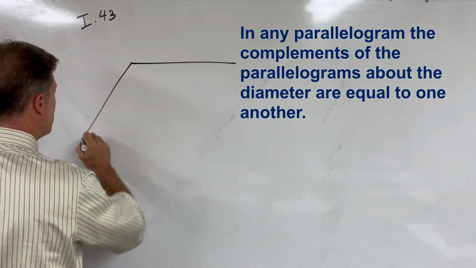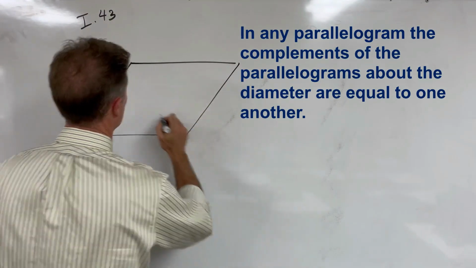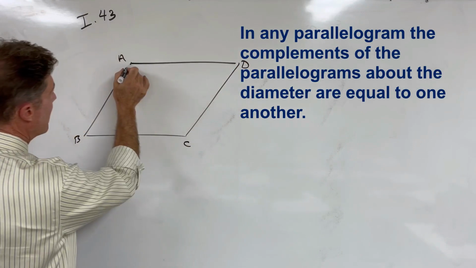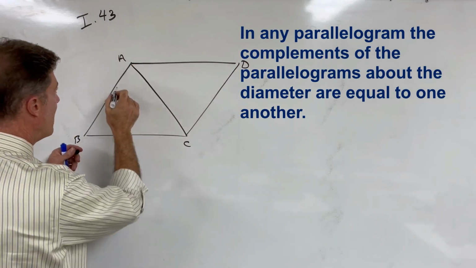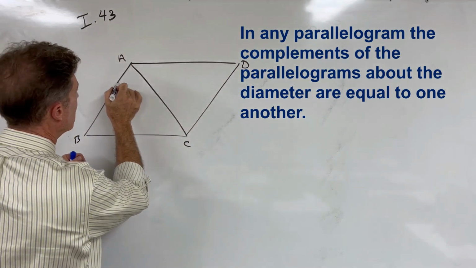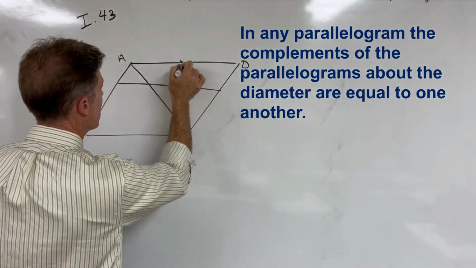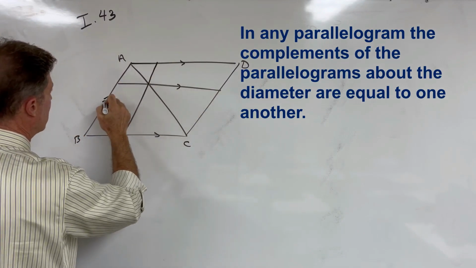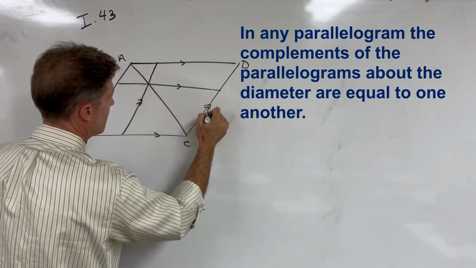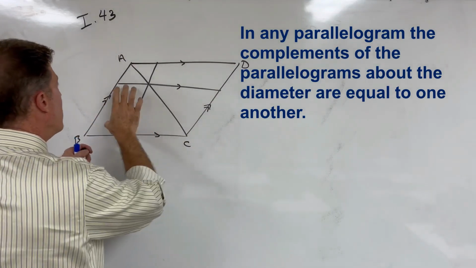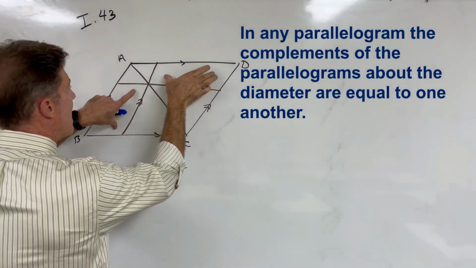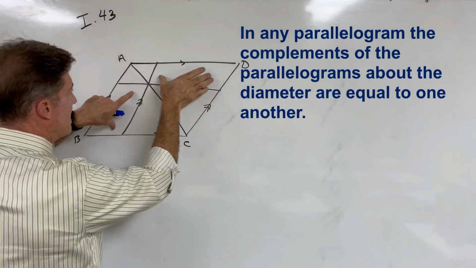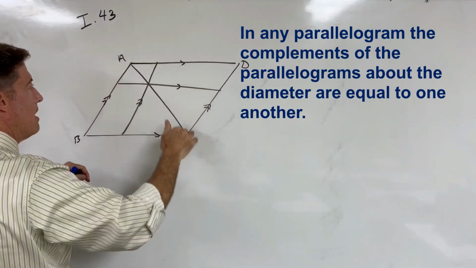So it's basically saying if we have a parallelogram, ABCD, and if we have a diameter, AC, and if we create something like this, where this line is parallel to this, and this line is parallel to this, these parallelograms are known as complements because they are around the diameter. So in this big parallelogram, these are the complements of the parallelogram around the diameter.